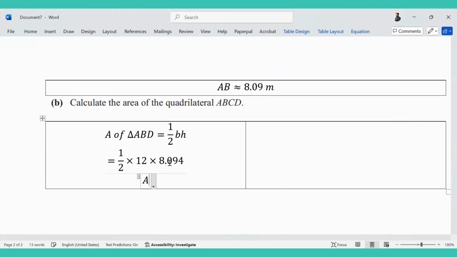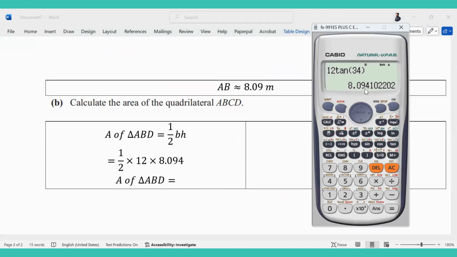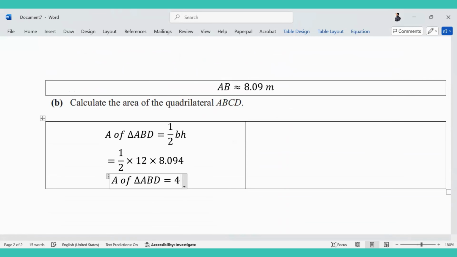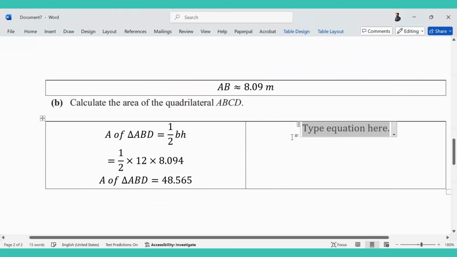So what is the area of triangle ABD that you will end up with? What you can do in the calculator, you can use this value, answer multiplied by 12, multiplied by half or 0.5, and your area of the first triangle is 48.565. I'm not over rounding off because this is not my final answer.